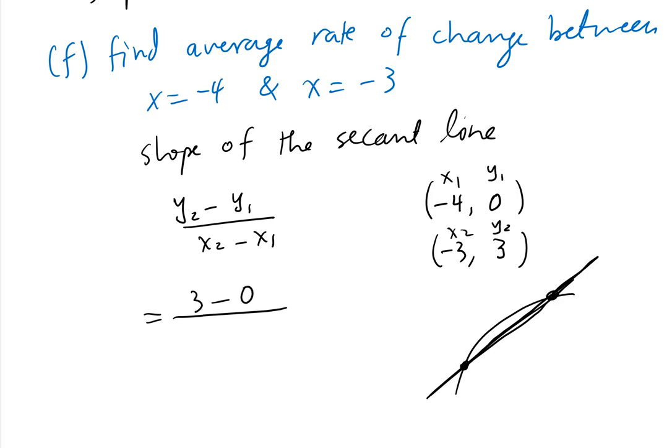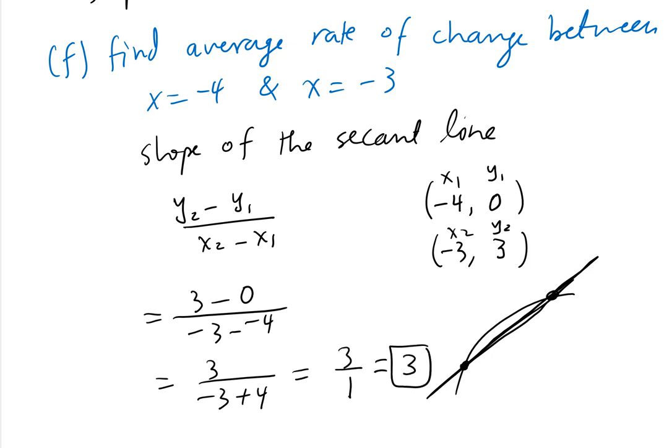y2 is 3, y1 is 0, x2 is -3, x1 is -4. So 3 over -3 plus 4, 3 over 1, which is 3. That's the average rate of change.